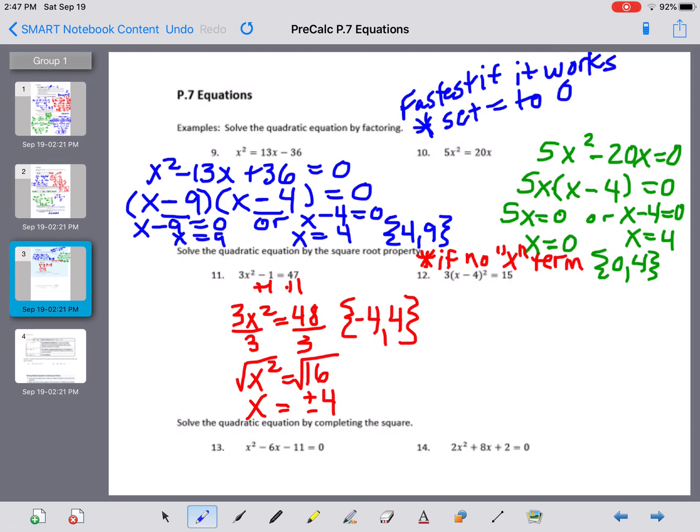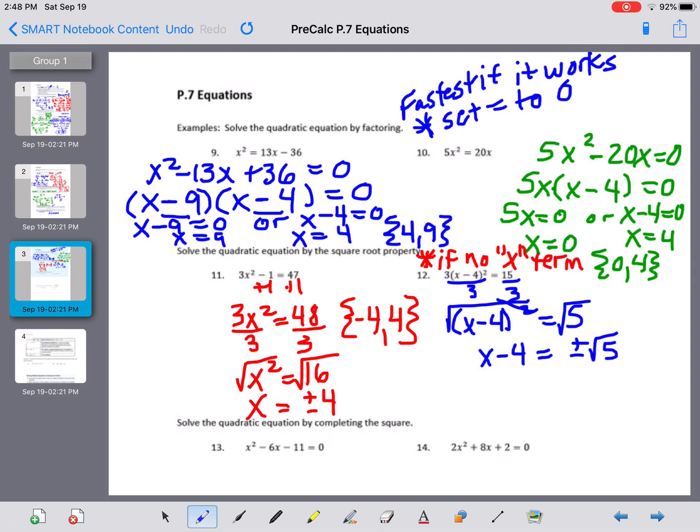But as a shortcut method here, because that's already in a nice squared term, I'm going to work to get it by itself. So I'm going to divide both sides by 3 and get x minus 4 squared equals 5. And now because I have this perfect square on one side, I'm going to take the square root of both sides. My square root and my square will cancel, and I'm left with the expression x minus 4. And don't forget on the right side, I get plus or minus the square root of 5.